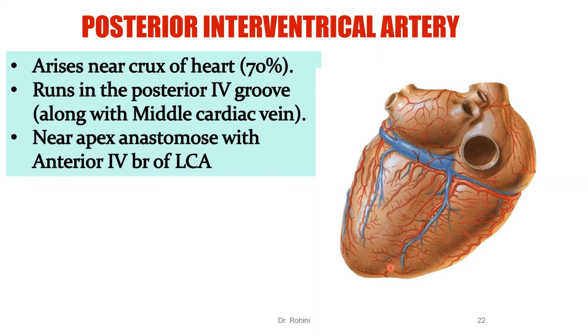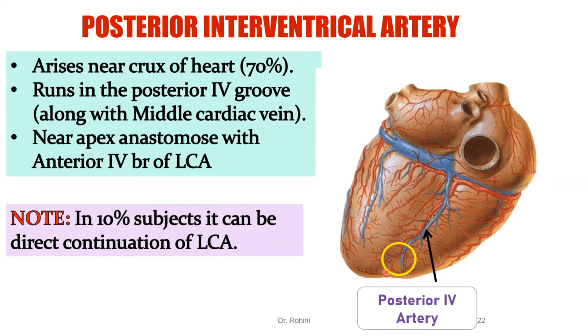Near the apex, it ends by anastomosing with the anterior interventricular branch of the left coronary artery. Okay, so this is your posterior interventricular artery. Here it ends by anastomosing with the anterior interventricular artery. In 10% of subjects, this posterior interventricular artery may arise as a direct branch of the left coronary artery.